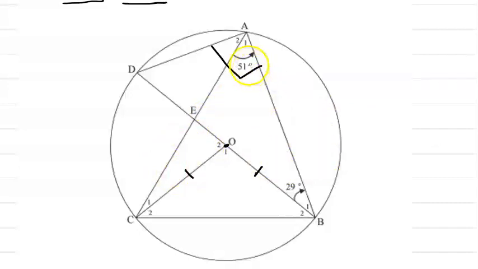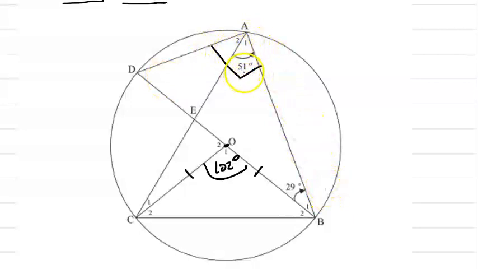Like for example, remember here you've got A1 is 51, right? Now if you look at this particular chord, which is BC, or the arc BC, remember the angle at the center is twice the angle at the circumference. So therefore O1 is going to be 2 times 51, which is going to be 102 degrees. And as we've already identified that DAB is going to be 90 degrees, angle in semicircle, so therefore A2 is going to be 90 minus 51.